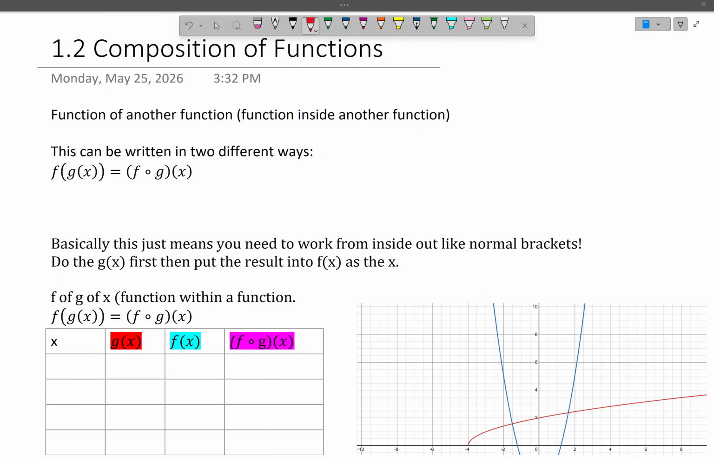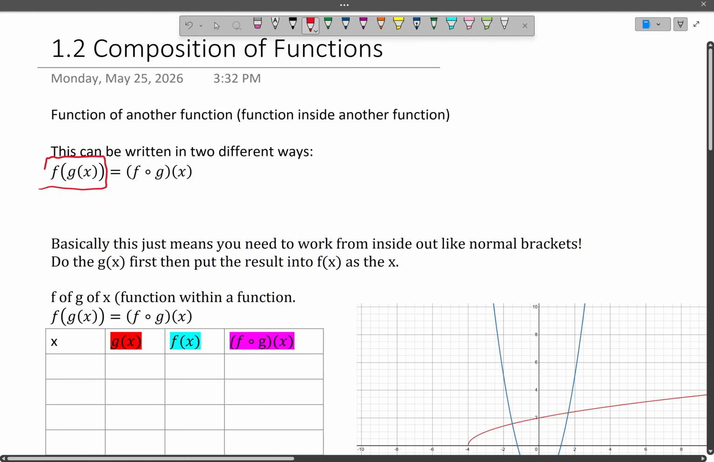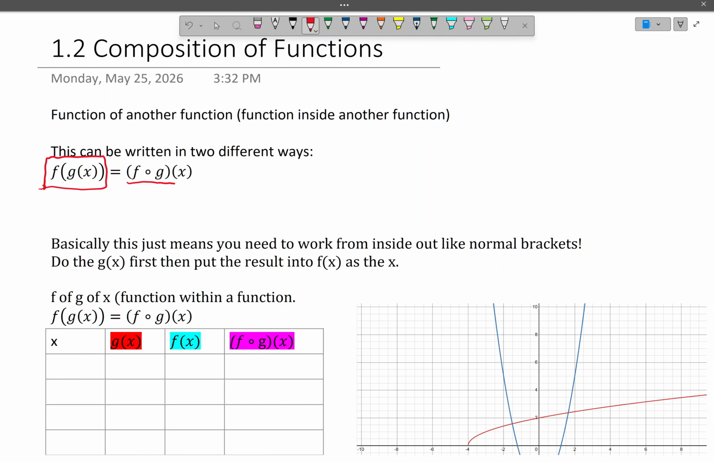So basically, this lesson is all about a function within a function, which we can write in two different ways. You have to be able to recognize both. The one that I just boxed is the one that I prefer. It's the one that helps me understand what's going on. The underlined one means the same thing, it's just written differently. f∘g is kind of what it looks like, f of g, where the f is gone from the of.